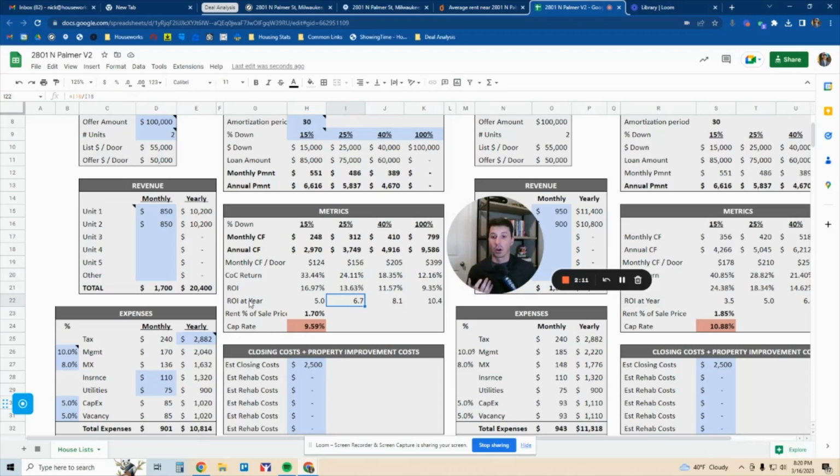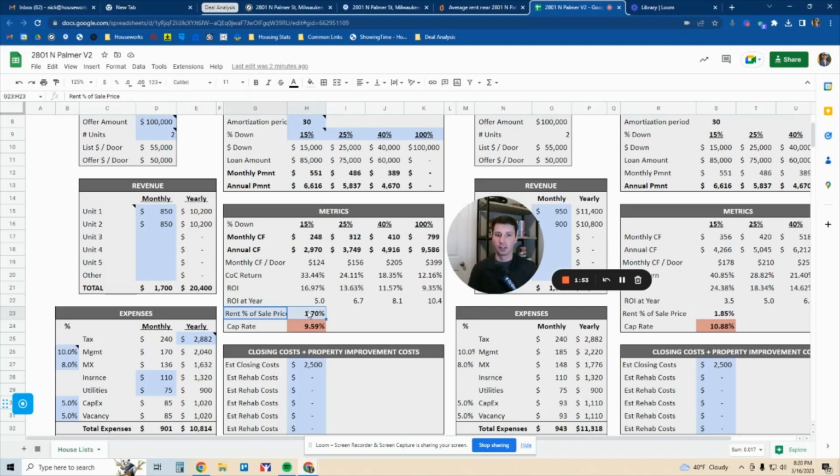ROI is going to be at what year, meaning at what year are we going to see the money that we've put into it? Are we going to see a break even in that? For instance, if we do 25% down, we're going to see at year 6.7, we're going to get that money back in terms of monthly cash flow.